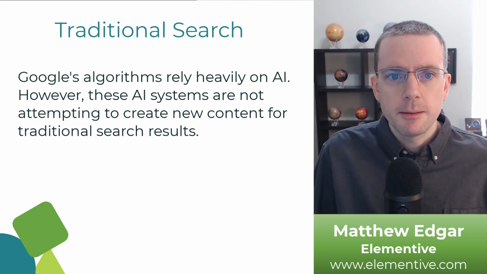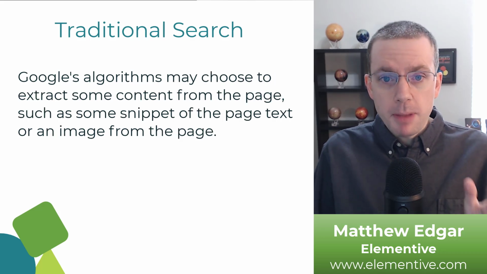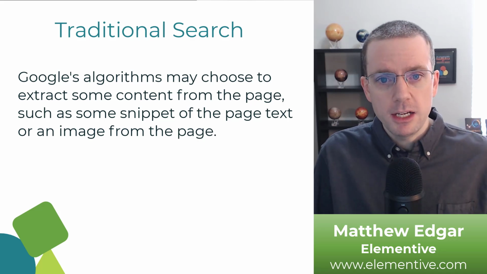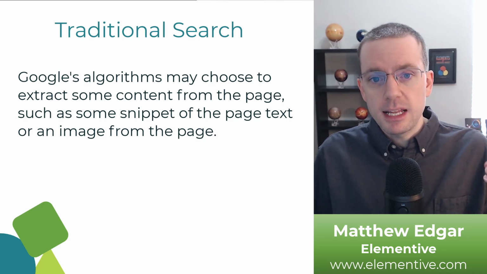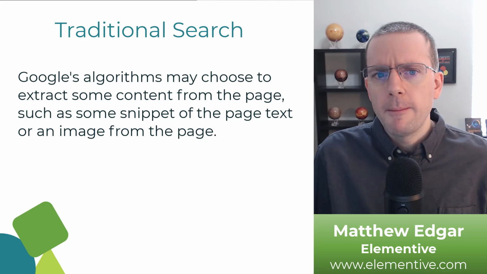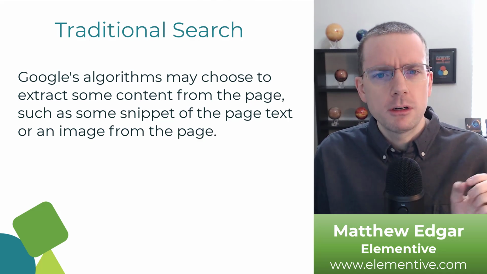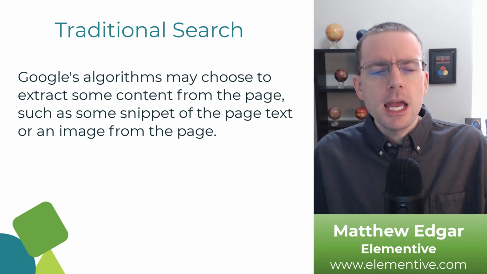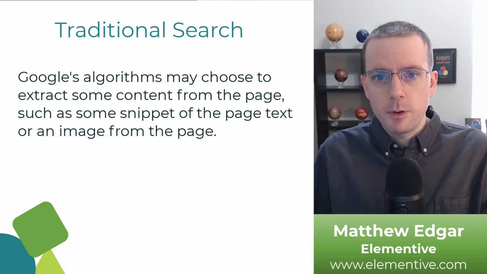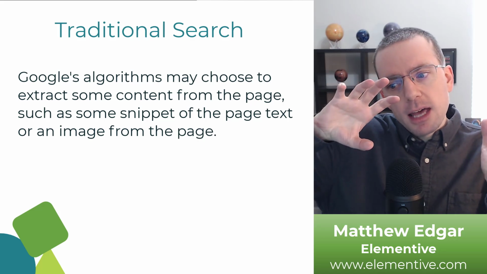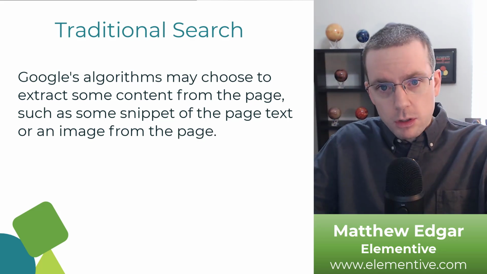That gets me to the second point to keep in mind. For some pages, Google's algorithms may choose to extract some content from the page. It might grab a paragraph or a sentence to show in a featured snippet, or it might grab an image from the page. But that's different than what generative AI is doing. Generative AI is extracting content from a page to learn something about the patterns found on that page, so that way it can then create new content.